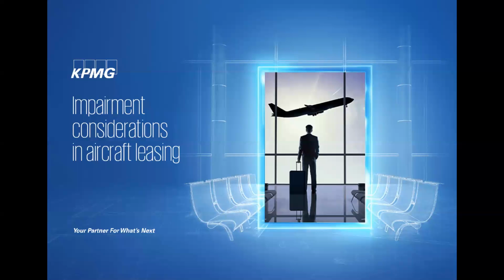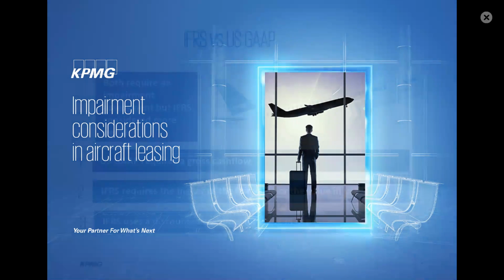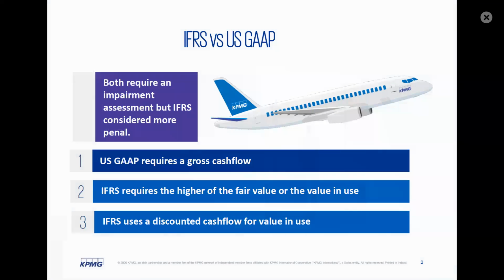I'm the head of aviation finance in KPMG, and I'm delighted to be joined by Colm O'Rourke, who is a director in our aviation audit practice. We have this short video to look at a topical issue in aviation finance, which is impairment considerations in aircraft leasing. Colm, in the first instance, I think it would be useful just to talk to people around the differences in IFRS and US GAAP.